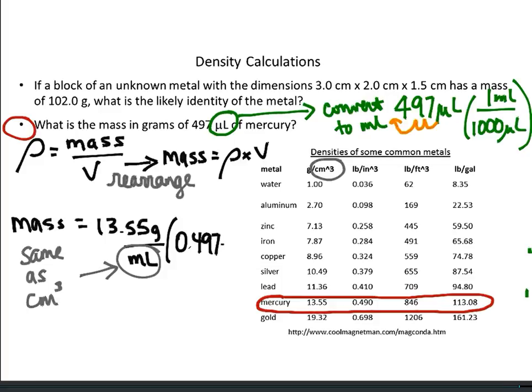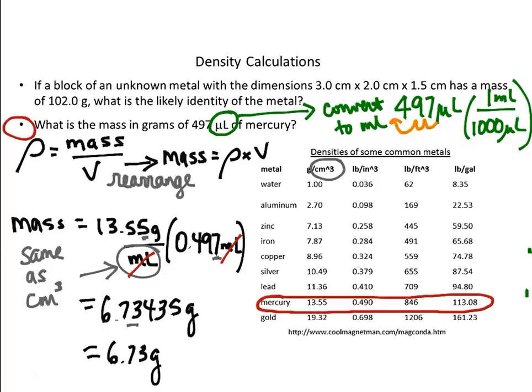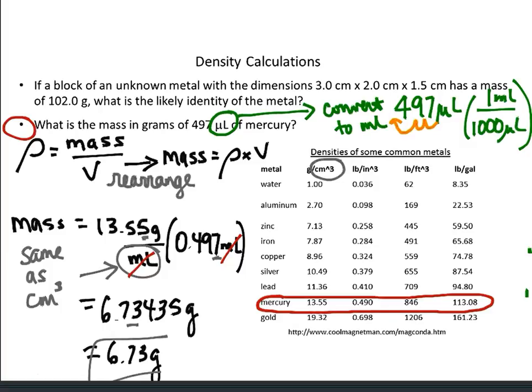So if I multiply the density times that volume, 0.497 milliliters, that gives me 6.73435 grams. And of course I need to round to the right number of significant digits. It appears that 13.55 has 4 sig figs, 0.497 has 3 sig figs, which means my answer needs to have 3 sig figs. So 6.73 grams is my answer.